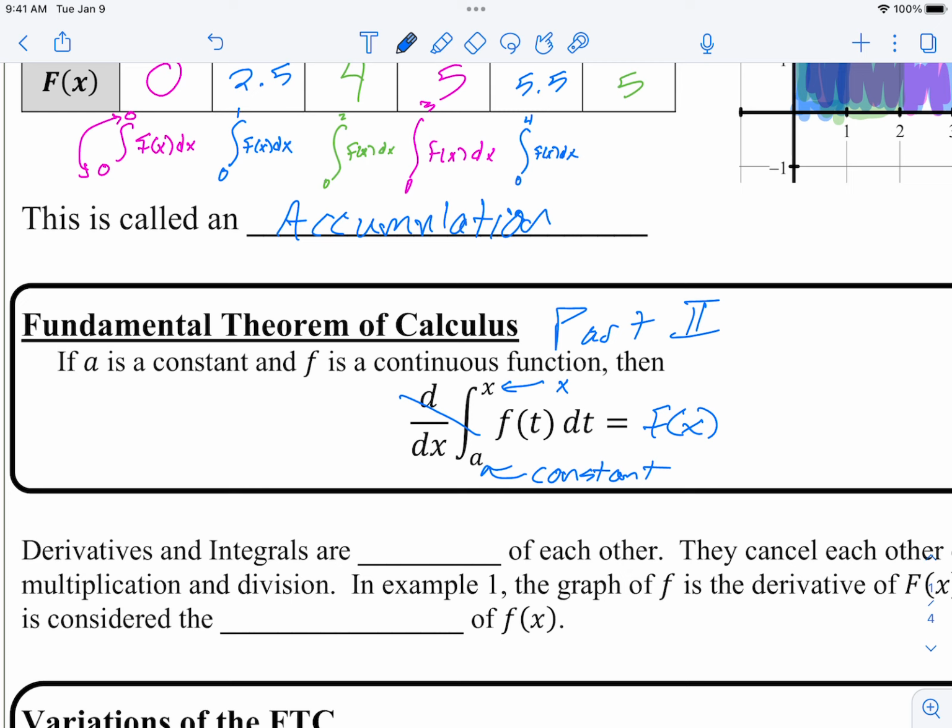Now, you might think that little a disappeared, like what happened to the a, the constant there. It kind of does disappear. But this is where I'm going to arrive when I'm done, and that's what I'm going to write again here in a little bit. But I need to show you where that comes from and why I'm just left with f of x. The second fundamental theorem says that derivatives and integrals are inverses, and they cancel each other. It's a huge deal.